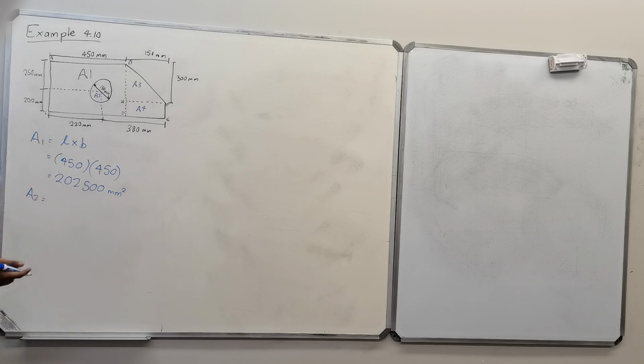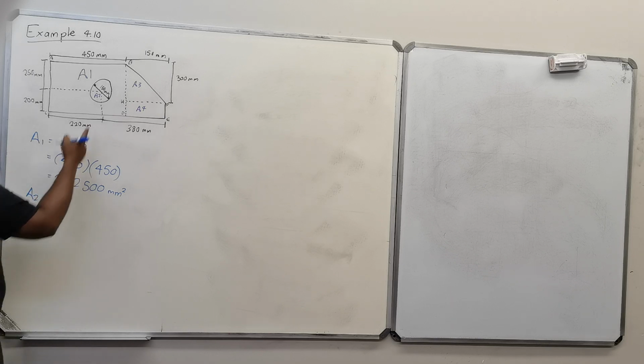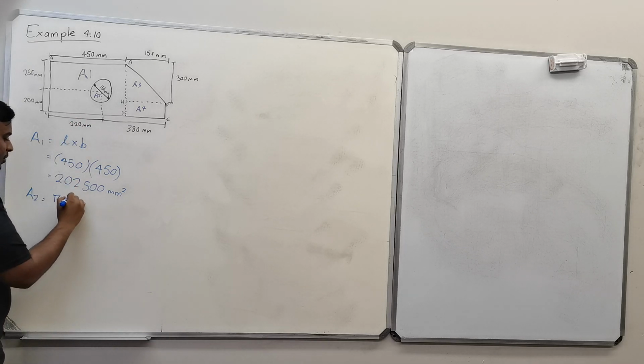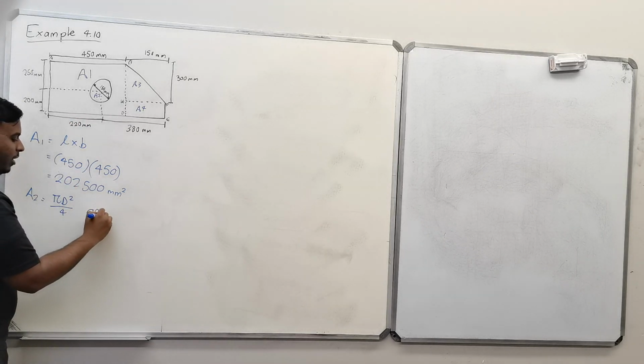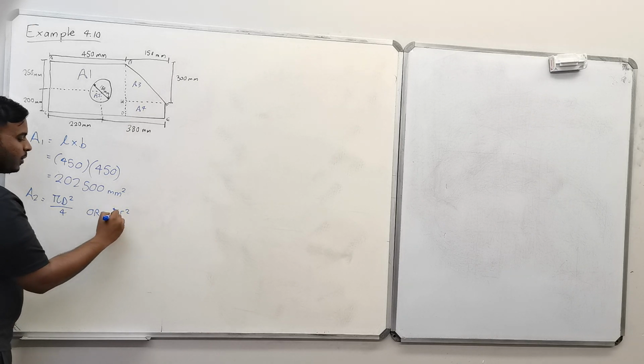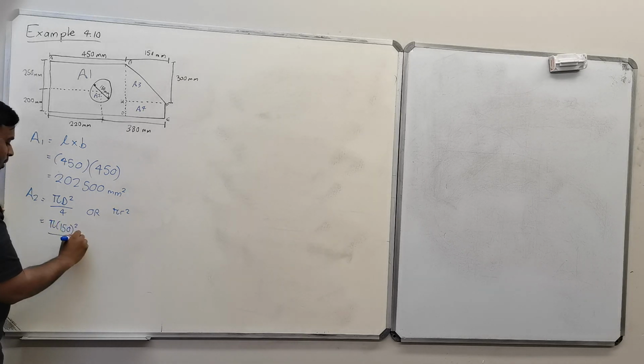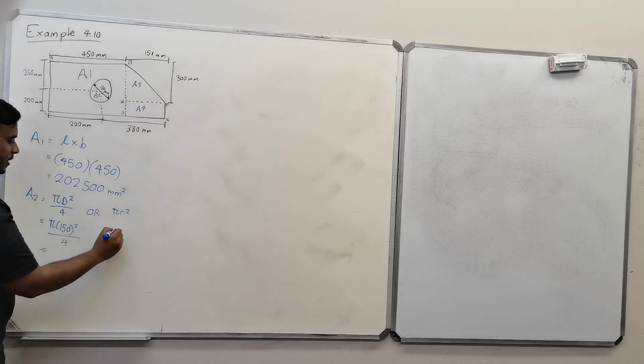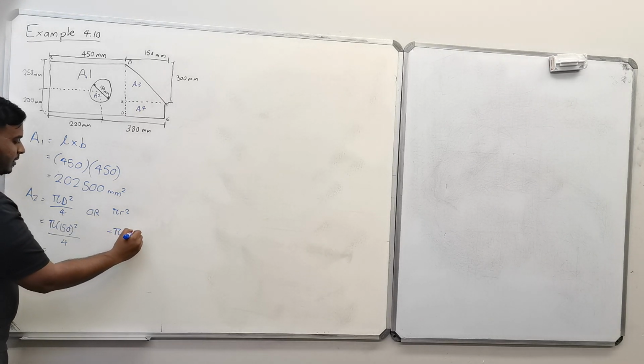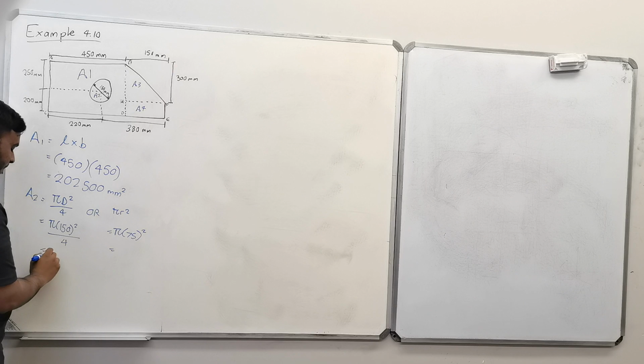What's the area of a circle? Pi d squared over 4 or pi r squared. Because we've got the diameter there, I'm just going to say pi d squared over 4. But remember, you could have also said pi r squared, and what you would have done is halved that out. So this would be pi times 150 squared all over 4, or you would have said pi times 75 squared, and it gives you 17,671 millimeters squared.